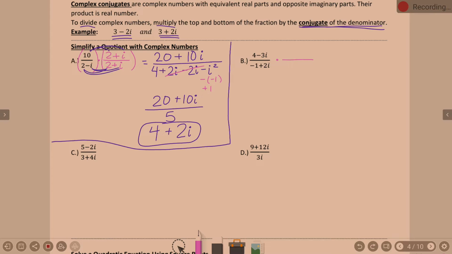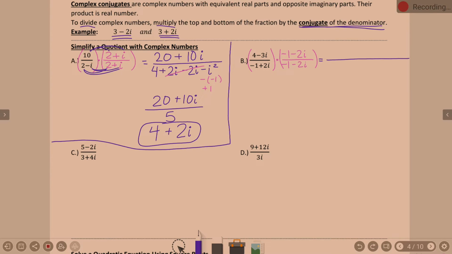So what is the conjugate of -1 plus 2i? It's -1 minus 2i. So you only change the sign in front of the i. What do I multiply the denominator by? We're going to multiply the numerator by the same. How do we multiply these numerators?